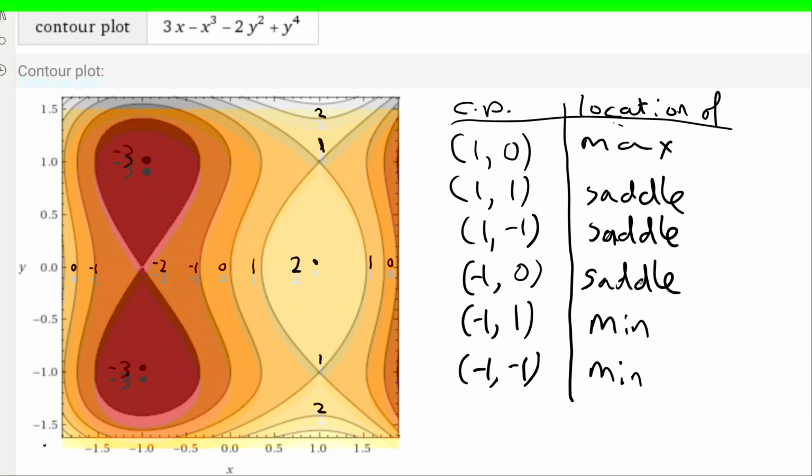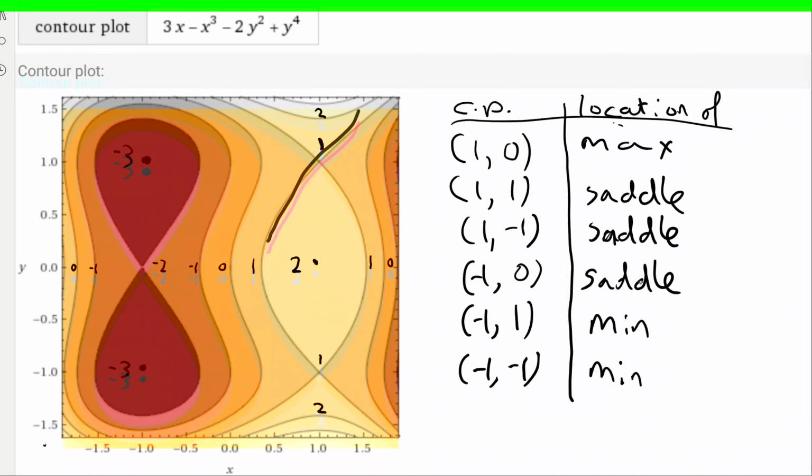All right, let's take a look at a saddle. Let's take a look at the point 1, 1, which is right here. Now for the saddle, you can see that the level curve for 1 crosses itself. That's part of the level curve for 1. And this is also part of the level curve for 1. So it crosses itself there, and that's generally what I can expect to see on a saddle.